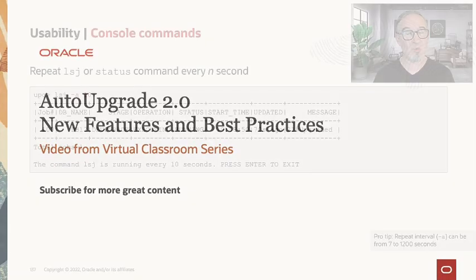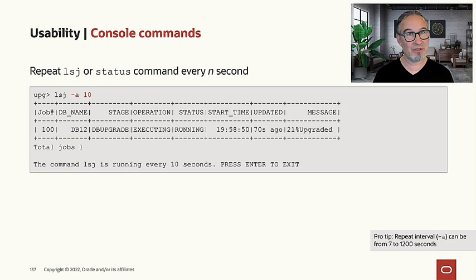If you ever wondered why lsj, the most often used command in the AutoUpgrade job console, has no sort of auto repeat, it has that now with lsj -a, and then you define a number of seconds, like 10 seconds. And then it repeats itself and you don't have to sit there. Even though, as we showed you before, we all prefer monitoring it in a browser.